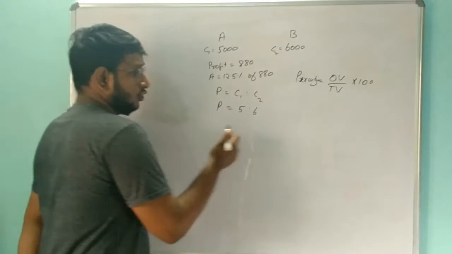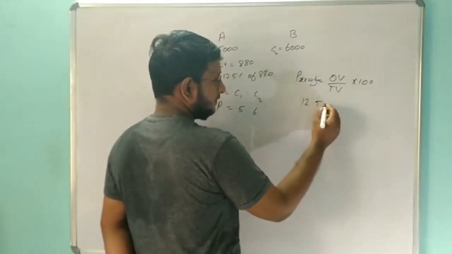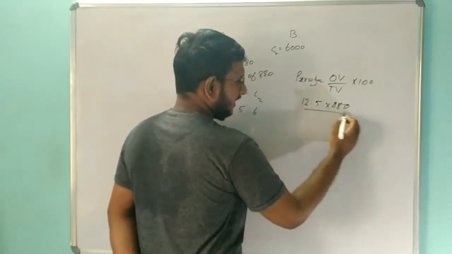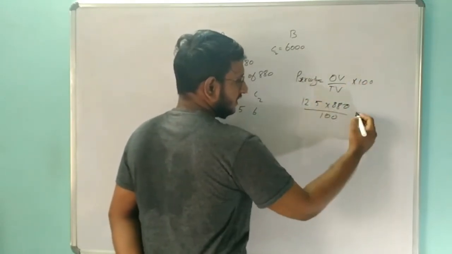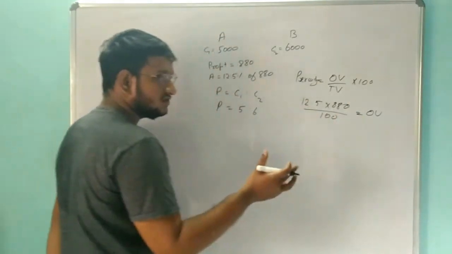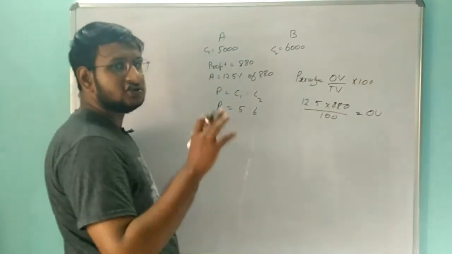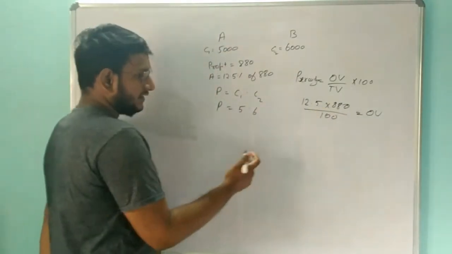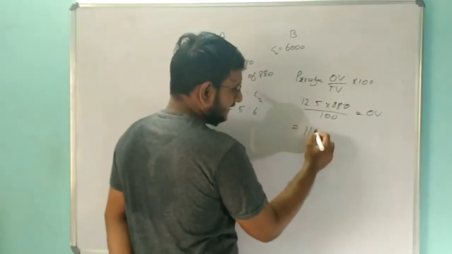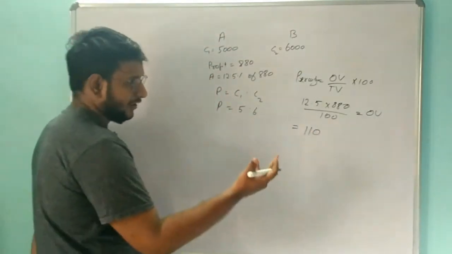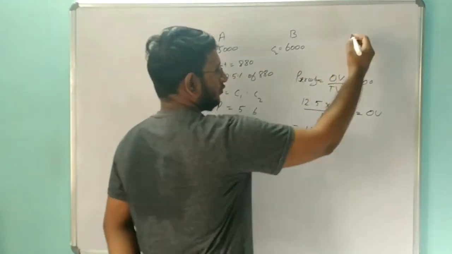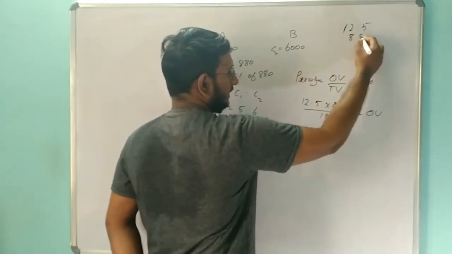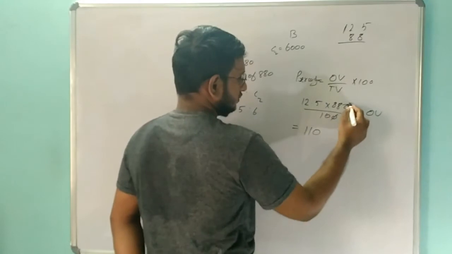So here we know the percentage, which is nothing but 12.5, and the total value is 880. So 880 divided by 100, so that we can get the obtained value. The obtained value is the value of 12.5% of 880, so we have to find that value. By calculating this, we will get 110. I have calculated this before, but if you want me to calculate it again, I will. 880 by 100 gives 8.8, so 88, and the zero will be cancelled.